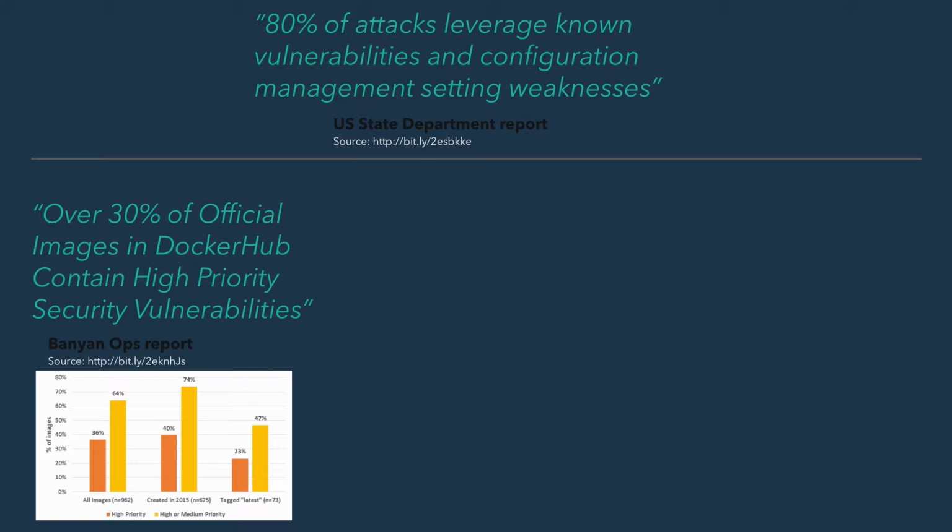A Banyan Ops report stated that over 30% of official images in Docker Hub contain high priority security vulnerabilities. But as we previously discussed, it's very easy to do a docker run against an image. Now you're running that locally without any insight into the security compliance posture of that image.